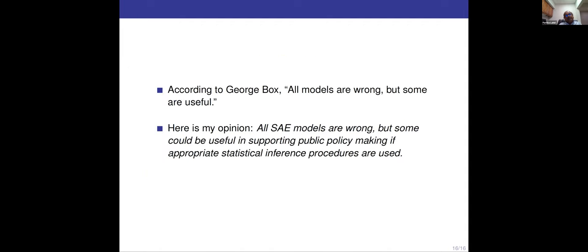This is a famous quotation by George Box. All models are wrong, but some are useful. And here is my opinion. All SAE models are wrong, but some could be useful in supporting public policy making if appropriate statistical inference procedures are used. Thank you very much.